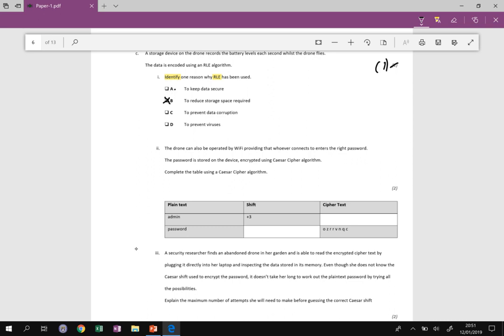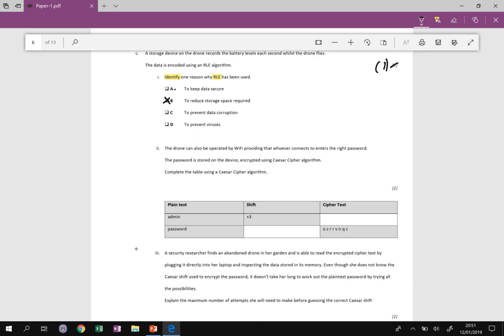So in this case, there's only one that makes sense. RLE is a compression algorithm. The whole point of compression is to reduce the size, the storage size, the number of bits that it takes to store that data. So the correct answer here is to reduce the storage space required.